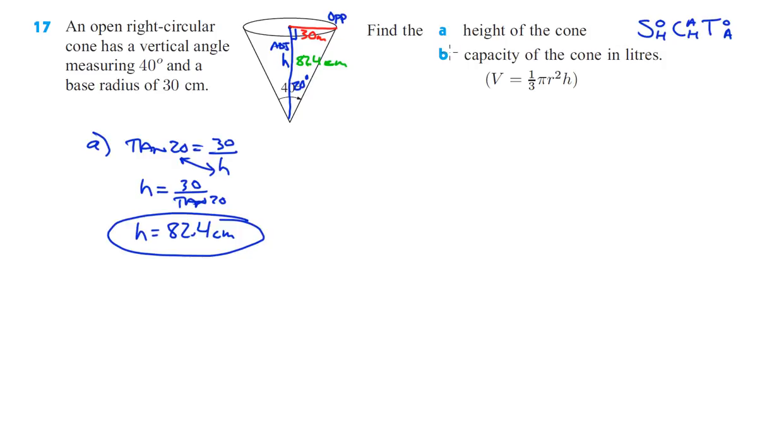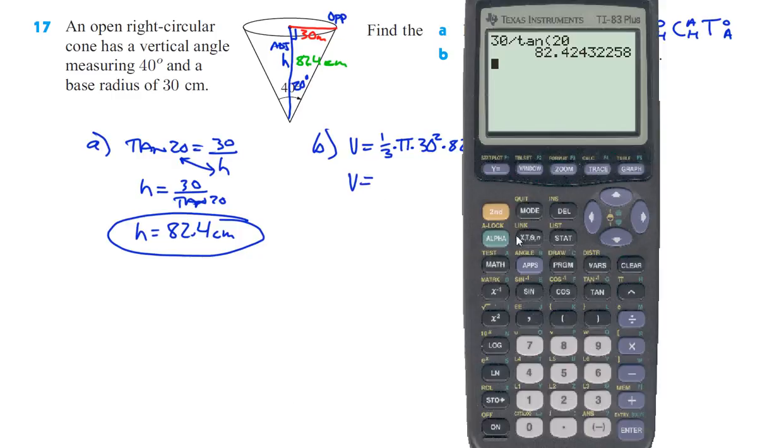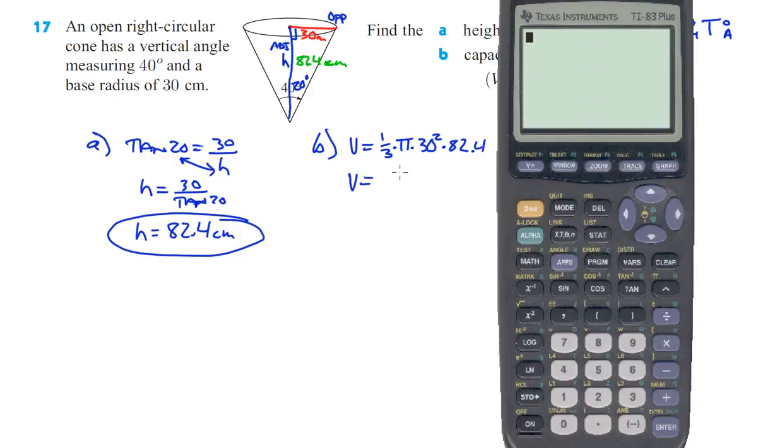Now B, find the capacity of the cone in liters. So volume equals 1/3 of pi times the radius squared, which we know is 30, so 1/3 times pi times 30 squared times the height, which we now know is 82.4 centimeters. Okay, so all we're going to do here is just plug this in, and we'll figure out what the volume is. 1 divided by 3 times pi.